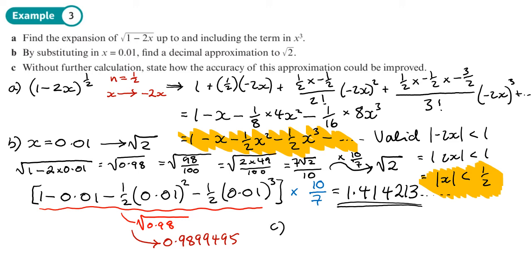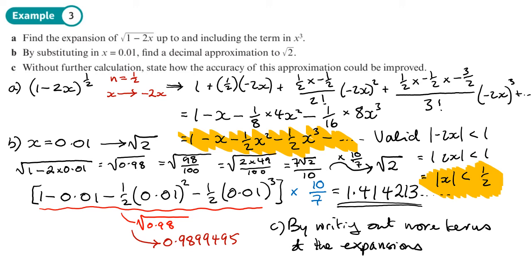Now part C, how could my accuracy be improved? By actually writing more terms out of the expansion, by writing out more terms of the expansion. But pretty much with 3 terms, that's not bad. I think that's pretty good.